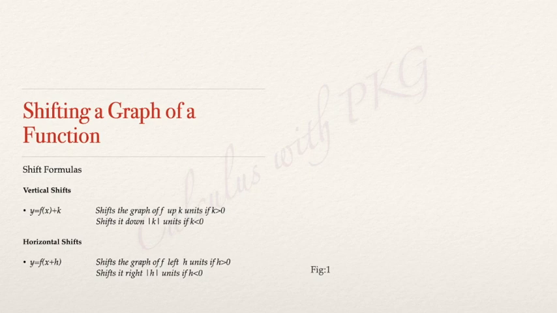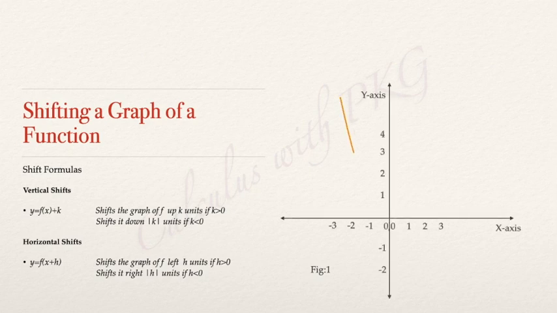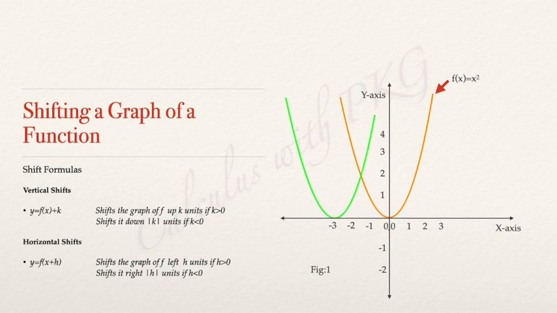Now consider the same function y equal to x square, and if we add plus 3 to the input variable, that is x of the function, then the new function will become x plus 3 whole square, and it will be shifted left by 3 units. And similarly, if you add minus 3 to the input variable x of the original function, then the new function will become x minus 3 whole square, and the function will be shifted right by 3 units.